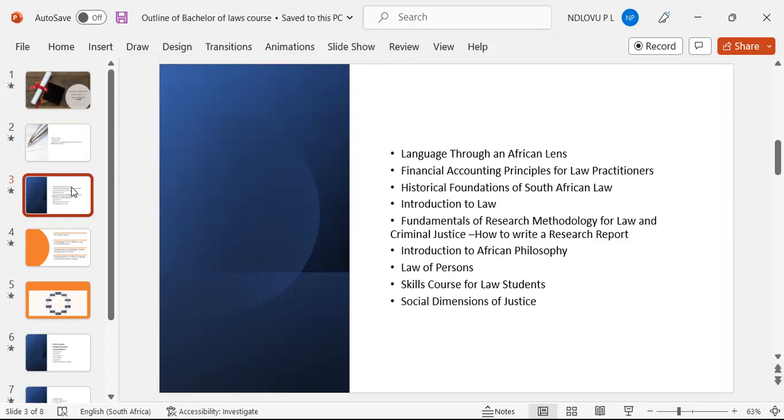And then another interesting subject is the historical foundations of South African law. You know that South African law is very diverse. Its origins: there are principles of South African law which originated in Rome, and then there are others which originated in the Dutch province. Hence you hear people talk about the Roman Dutch principles of law. That's the Western component of South African law.